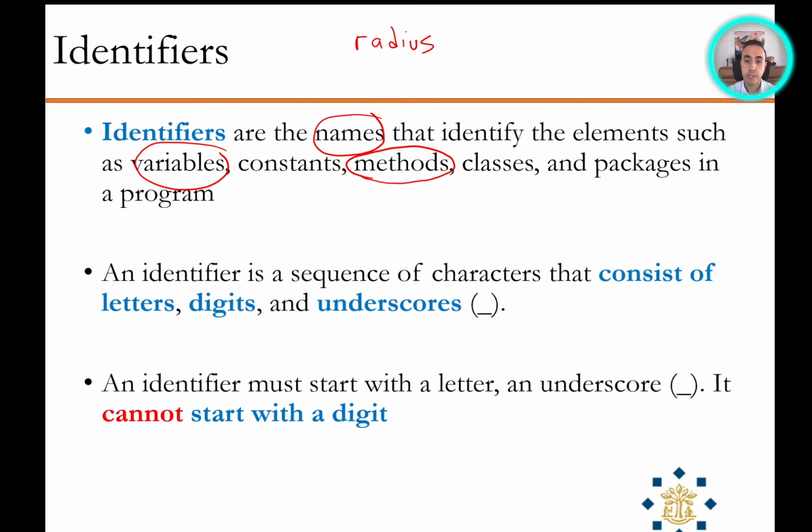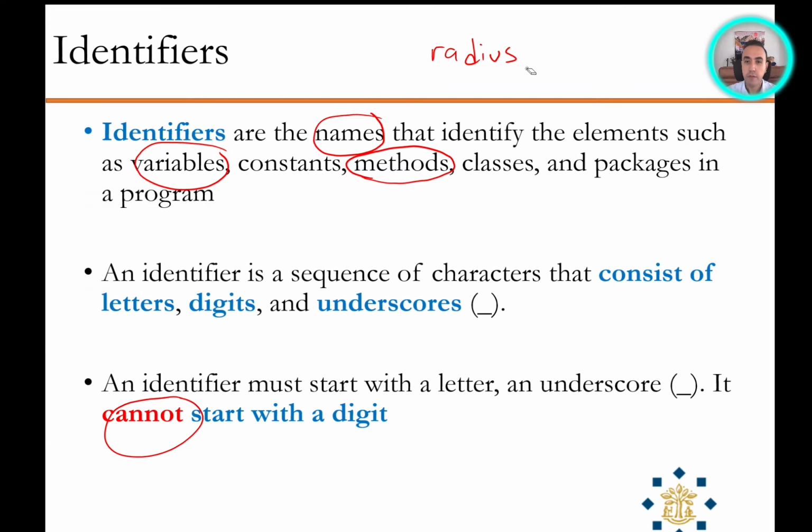So an identifier is a sequence of characters that consists of letters, digits, and underscores, nothing else. And it must start with a letter or an underscore, so it cannot start with a digit. So you can have an identifier, for instance, instead of radius, radius underscore of a circle, for instance, right? So you could have done that instead of the radius, but we just use radius.